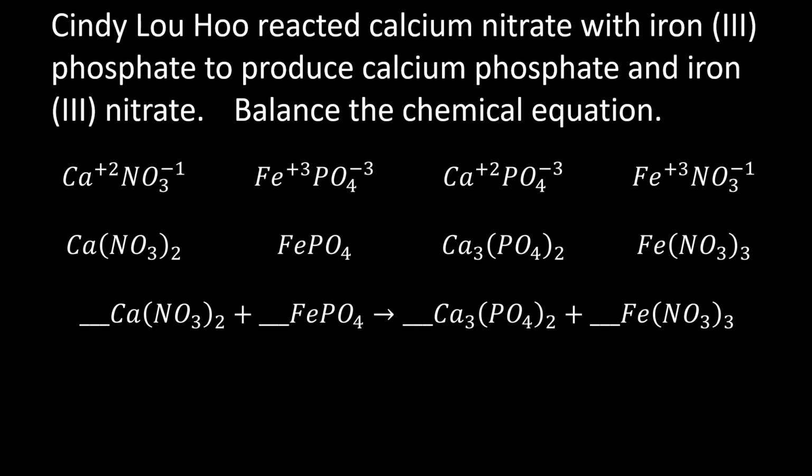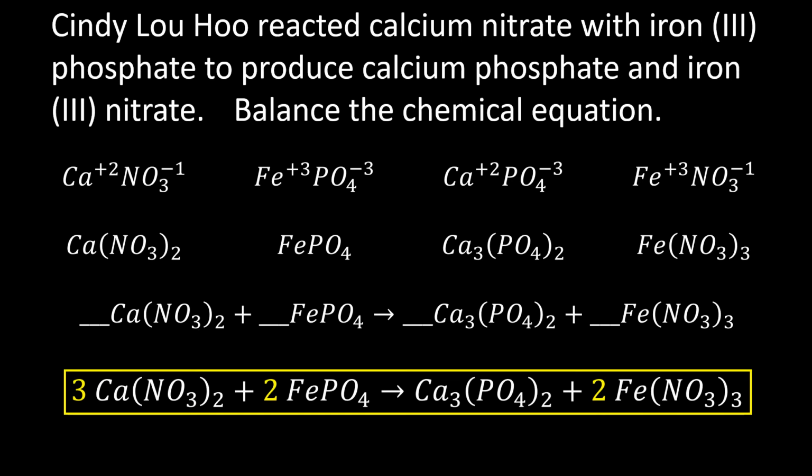we need the number of irons to balance. So we can see that we have a 2 on the reactant side, so we need a 2 on the product side in front of the irons. So our coefficients in the balanced chemical equation end up being 3, 2, 1, and 2. Again, we don't write the 1.